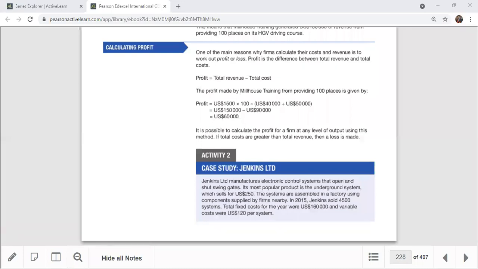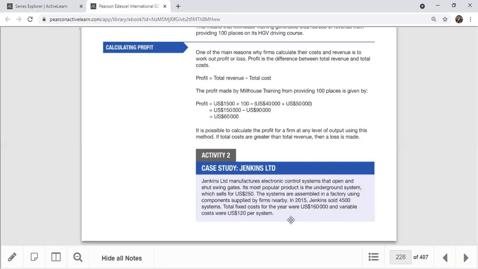Okay, guys, now let's talk about the Jenkins Limited business. Important activity. Jenkins Limited manufactures electronic control systems that open and shut swing gates. Its most popular product is the underground system, which sells for $250. The system is assembled in a factory using components supplied by nearby firms. In 2015, Jenkins sold 4,500 systems. Total fixed costs for the year were $160,000 and variable costs were $120 per system. So they have given those things.